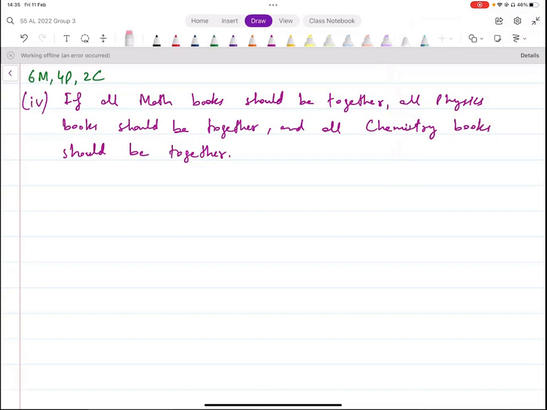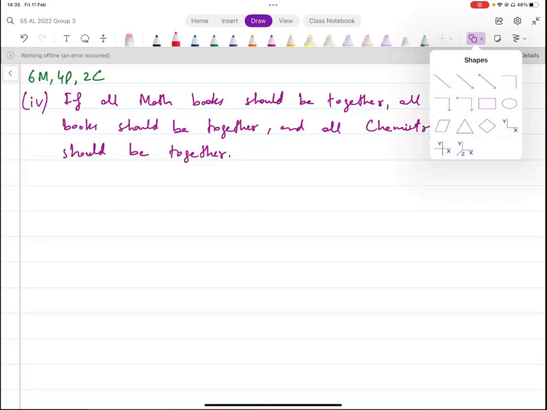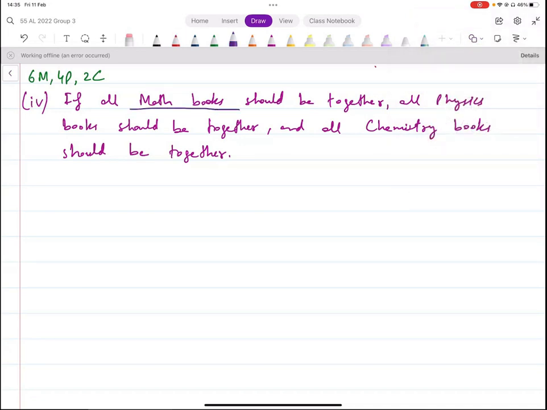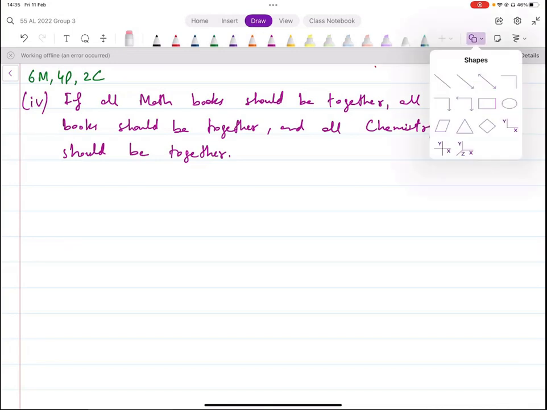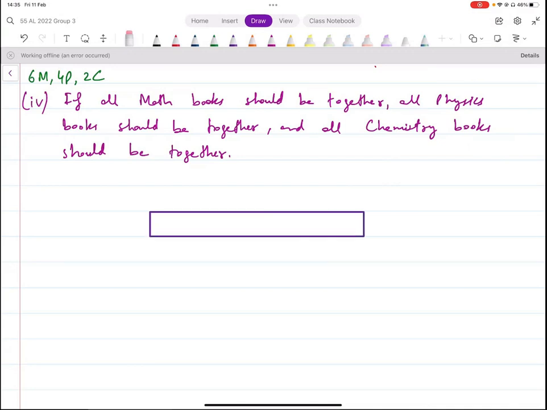Now let me explain what she means. So now what we want is we want all math books to be together. Meaning you will make a single box of the math books. All physics books should be together, so you have another box for the physics books. And similarly, all chemistry books should be together, so you have a third box for chemistry books. So the total number of boxes that you have now is just 3. It's going to look something like this. You've got only 3 boxes.